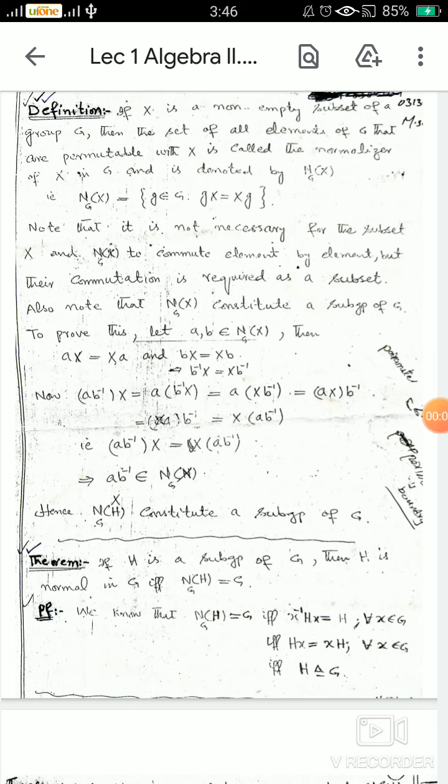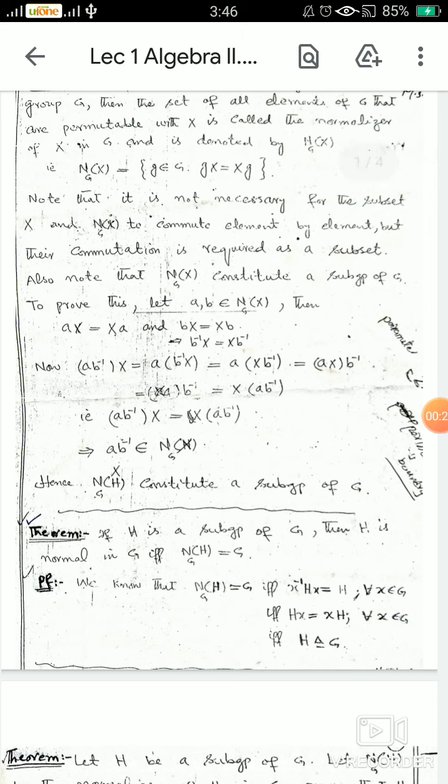Dear students, today first of all we have a definition. If X is a non-empty subset of a group G, then the set of all the elements of G that are permutable with X is called the normalizer of X in G and is denoted by N_G(X). That is, N_G(X) is equal to {g belongs to G such that gX = Xg}.